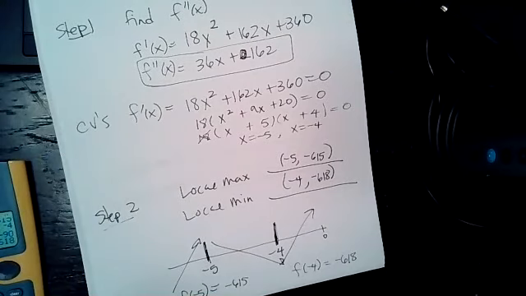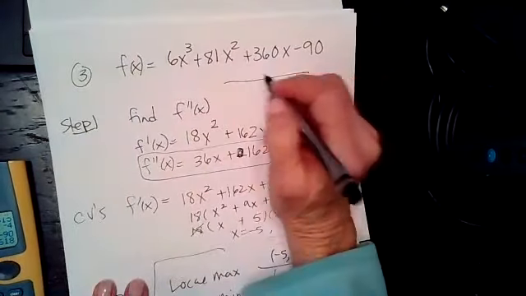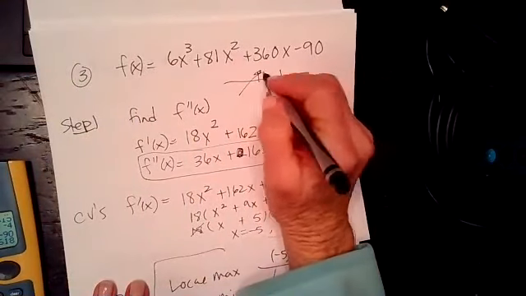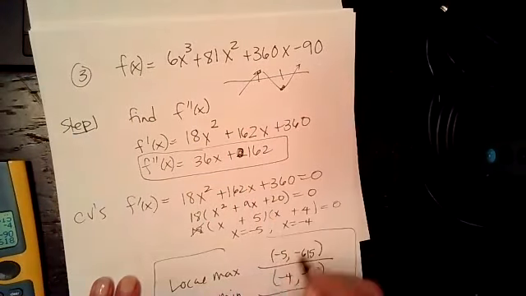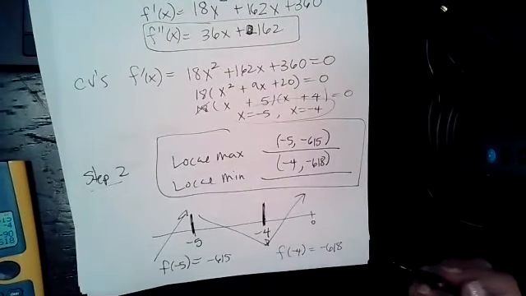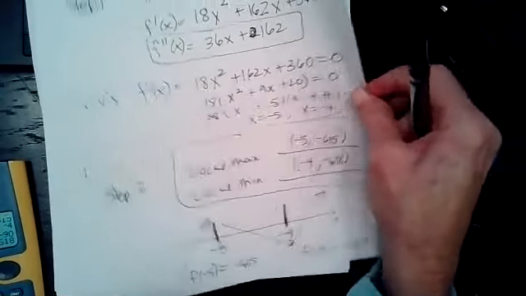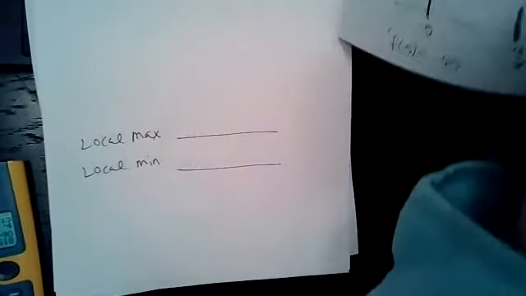All right, so that's it. Local max, local min. It's a cubic function. I know from the onset it's going to go up, down, up. All I had to do is find my two critical numbers, and I don't have a lot of work to do. Okay, so you can do the work, you can do the second derivative test, or you can do it like me. Whatever is easier for you.